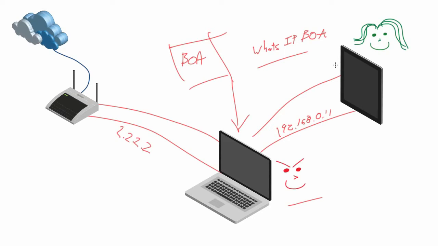That is the two-step process. Remember, the first one is ARP spoofing, where you gain entry in the middle of this conversation, and the second one is DNS spoofing, where whenever she needs the IP address of a server, we give her the wrong answer.